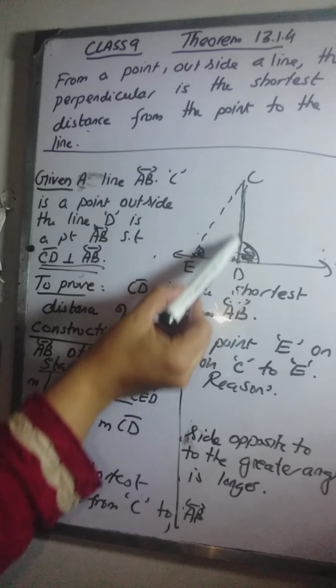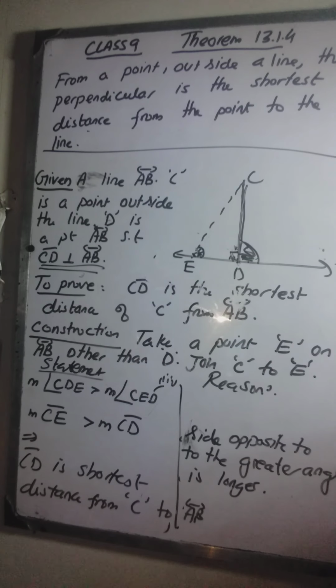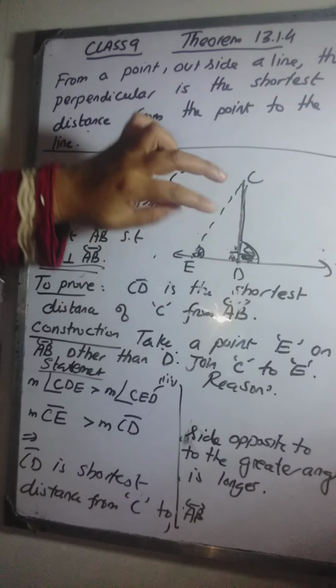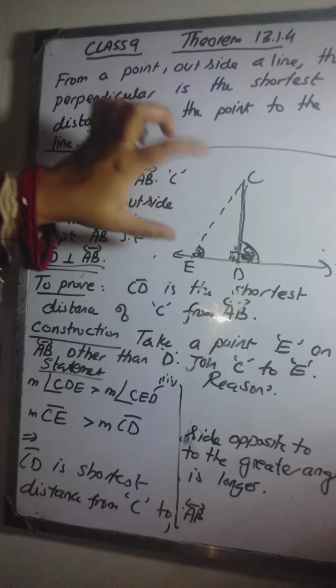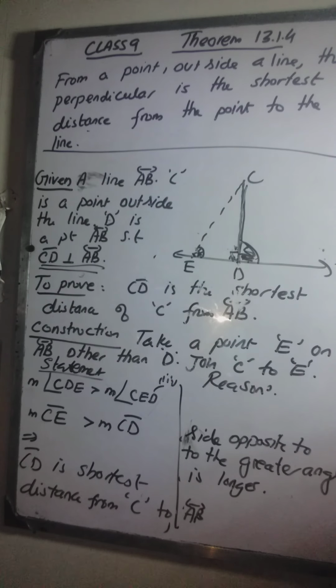So each time CD will come out to be the smaller side, the shorter side. Therefore we have proved that CD is the shortest side. If you take any other length, it will always be greater than CD, it will never be less than CD. So this will prove our result that CD is the shortest distance of C from AB, and this completes the proof of the theorem.